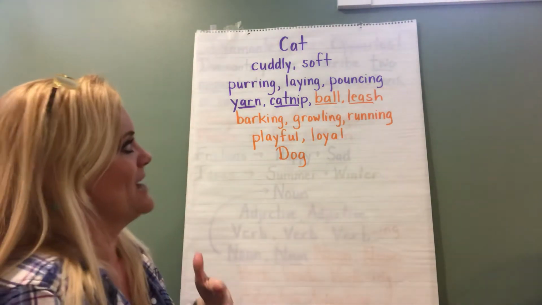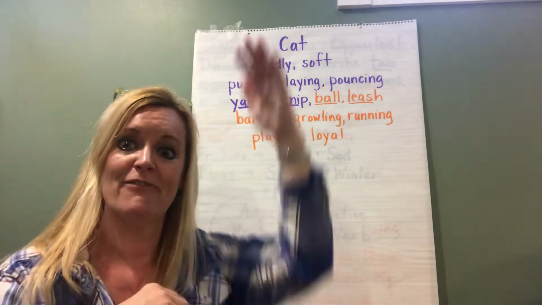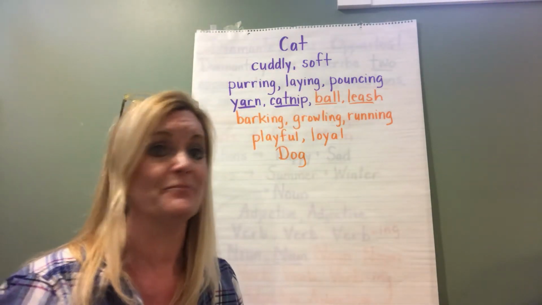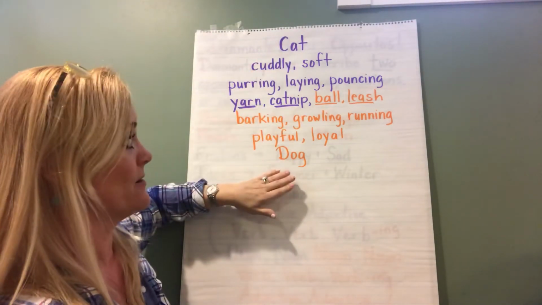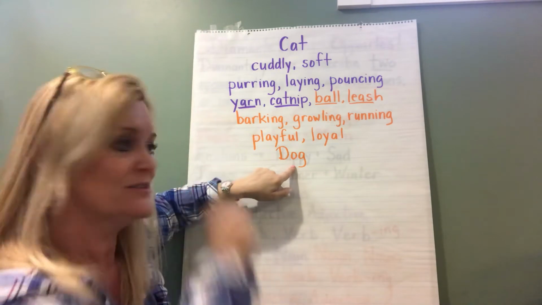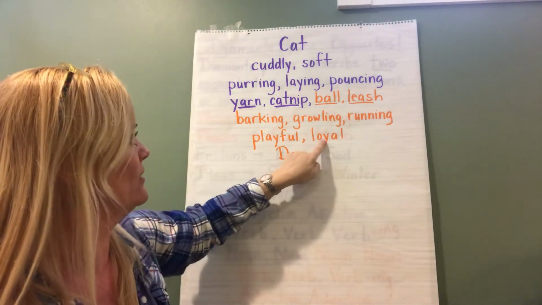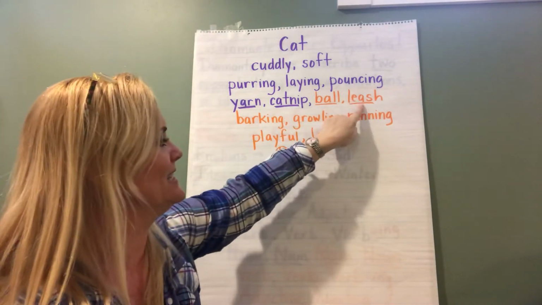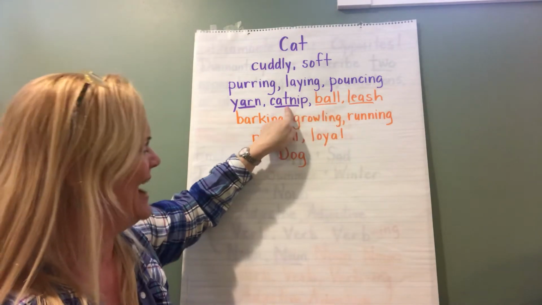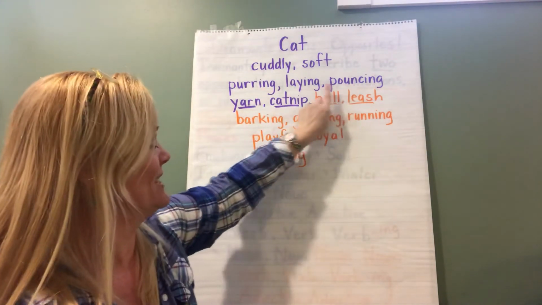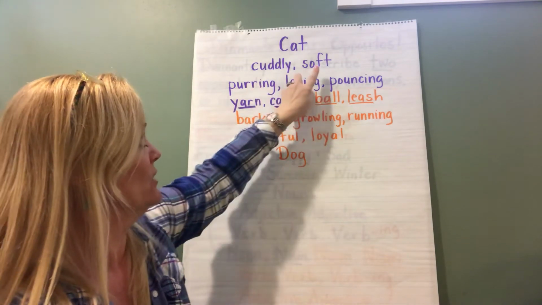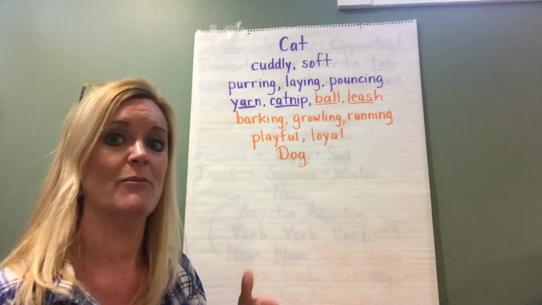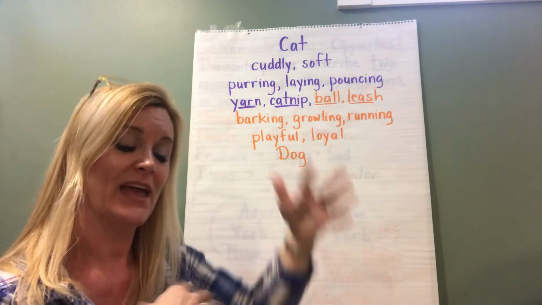Now the interesting thing about Diamante poems is that you can read them from top to bottom, or they should also make sense from bottom to top because you're following the same formula. So we just went through that poem from top to bottom, but you can also read it backwards. I could read it as dog, loyal, playful, running, growling, barking, leash, ball, catnip, yarn, pouncing, laying, purring, soft, cuddly, cat. Okay, so there's a Diamante poem about cats and dogs and opposites.